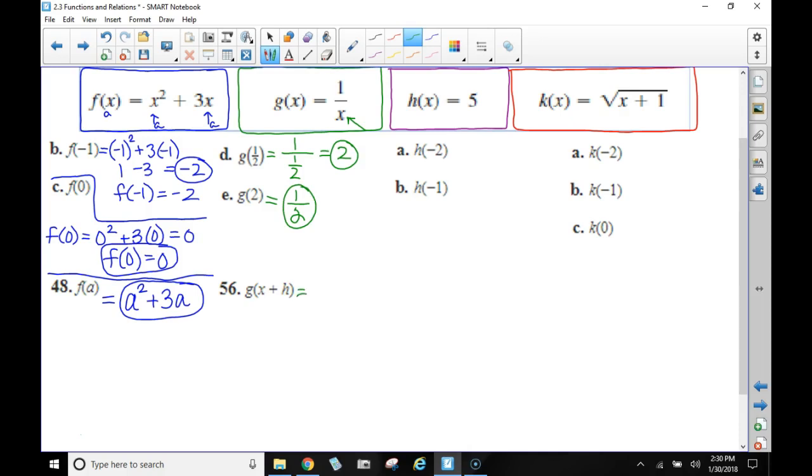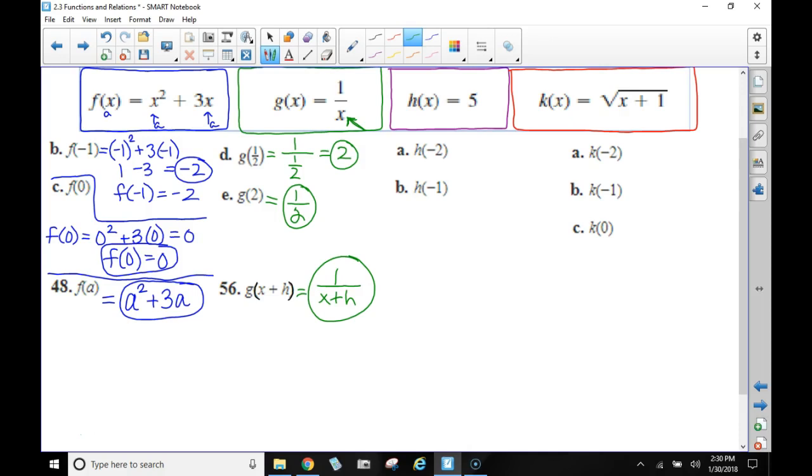G evaluated at x plus h. Now here you don't do the distributive property because again, remember these parentheses do not mean multiply. We read this as g evaluated at x plus h. That means we're going to go to our g function, and where we had an x, we're going to be replacing that with x plus h. So g evaluated at x plus h is just 1 over x plus h.